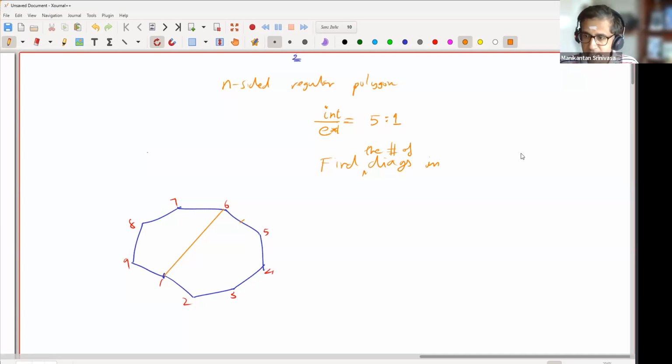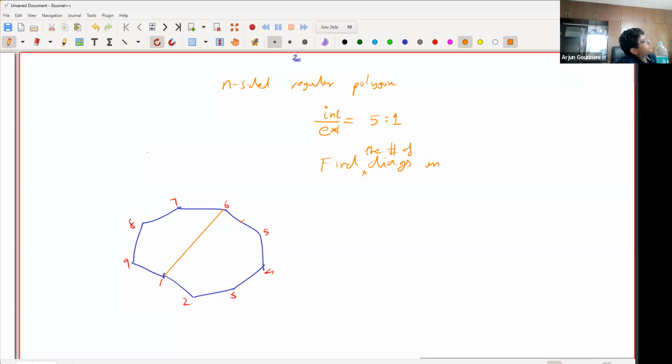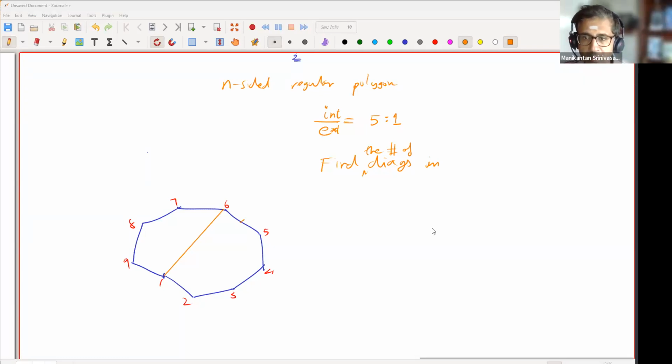Don't call out anyone. Precious, especially, you have my answer in chat. Okay, you sent my answer in the chat. Very good. Find the number of diagonals in the polygon is the question.